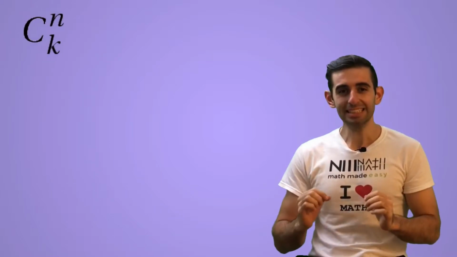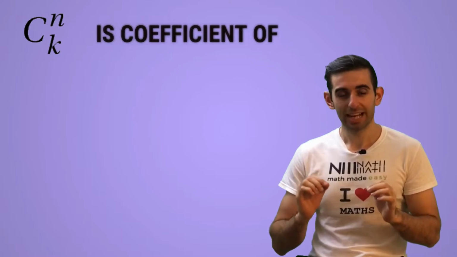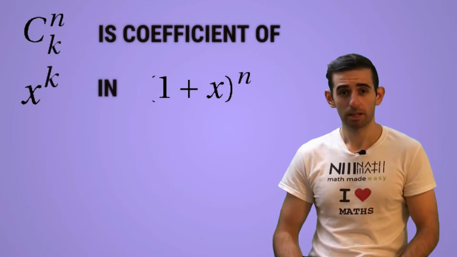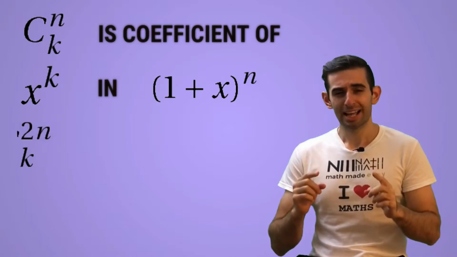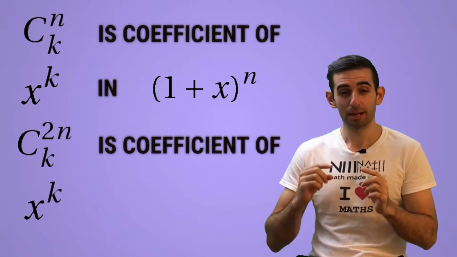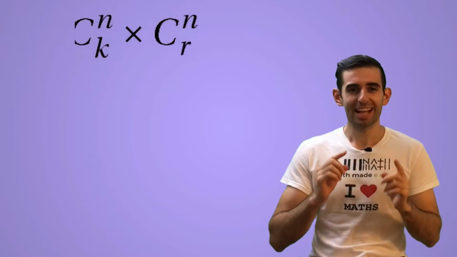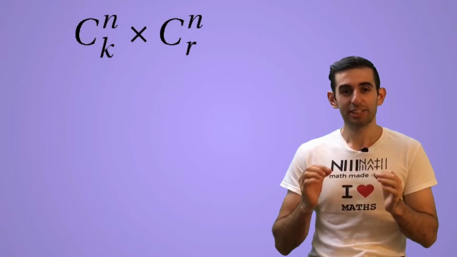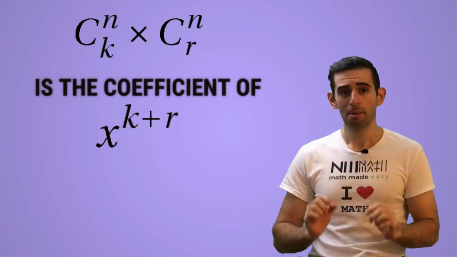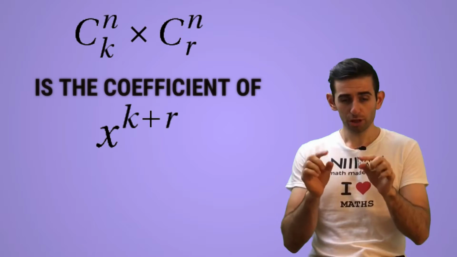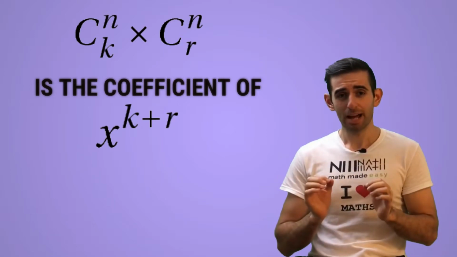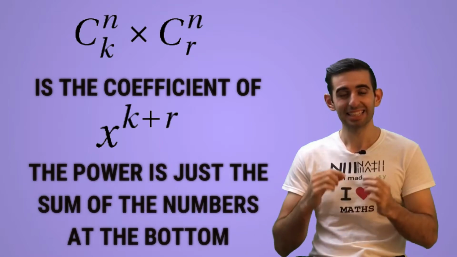So the first thing we need to know is, since we're comparing coefficients, we need to know that nCk is the coefficient of x to the power of k in the expansion of (1+x)^n. And 2nCk is the coefficient of x to the power of k in the expansion of (1+x)^2n. Also, when we multiply coefficients together, we get that nCk times nCr is the coefficient of x to the power of k+r. Alright, so that means when we have two coefficients together, to get the power, you just add those little numbers at the bottom, k and r, and that's the coefficient of that power of x.